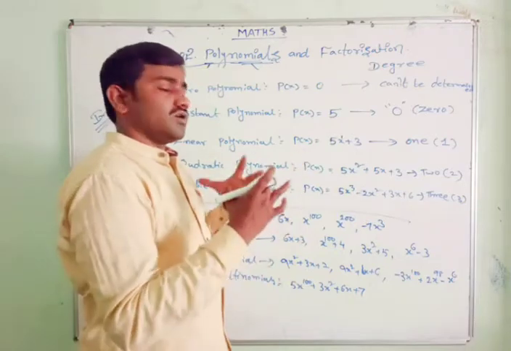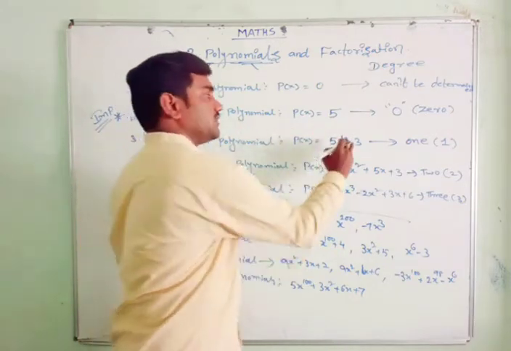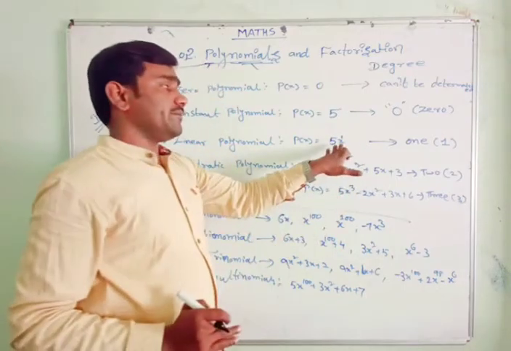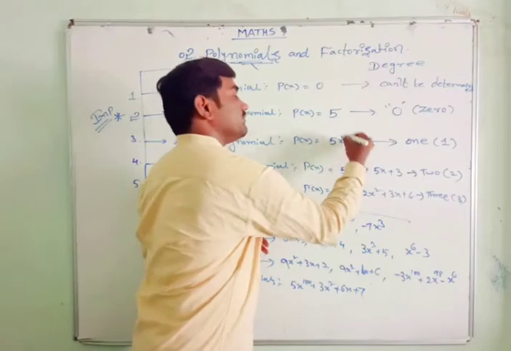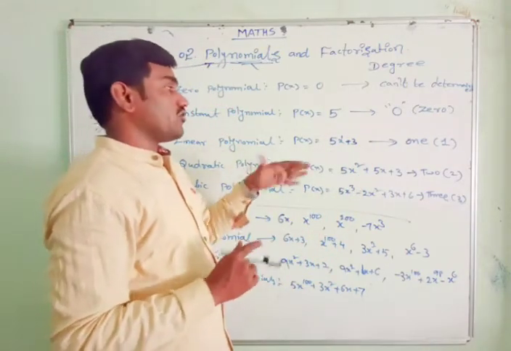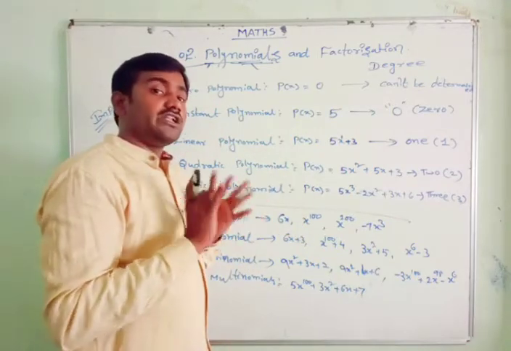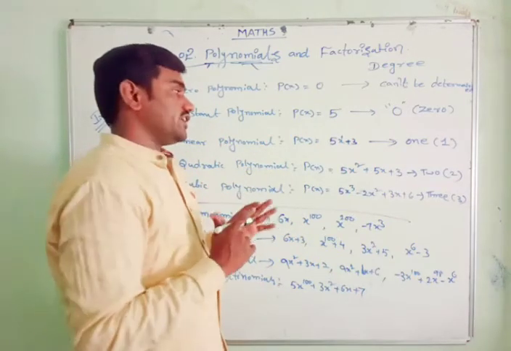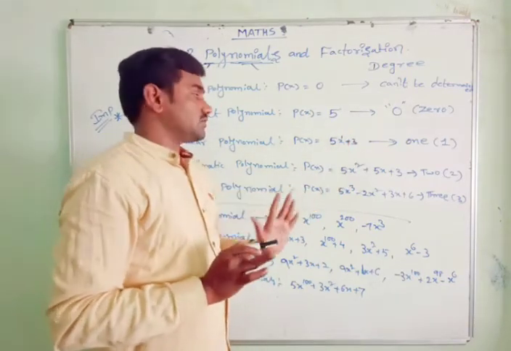There is no condition like that. Linear polynomial in the sense, degree should be 1, that's it. Either it can have only one term or it can have only two terms. A linear polynomial can have one term or two terms. There is no limit, there is no condition like that.